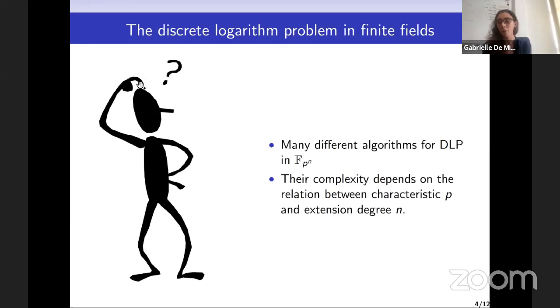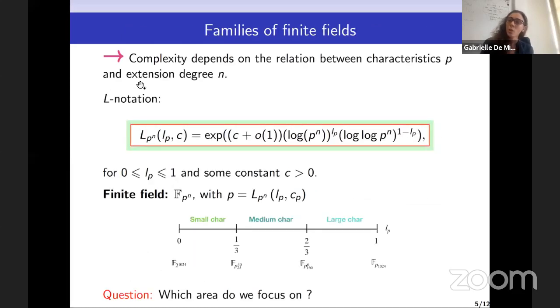First of all, there are a lot of different algorithms that solve DLP on finite fields of the form F_{p^n}. Not only are there a lot of them, but their complexity also depends on a relation between the characteristic p and the extension degree n. Usually when we talk about the complexities of these algorithms and these finite fields, we use the L notation, which is the formula in the green rectangle.